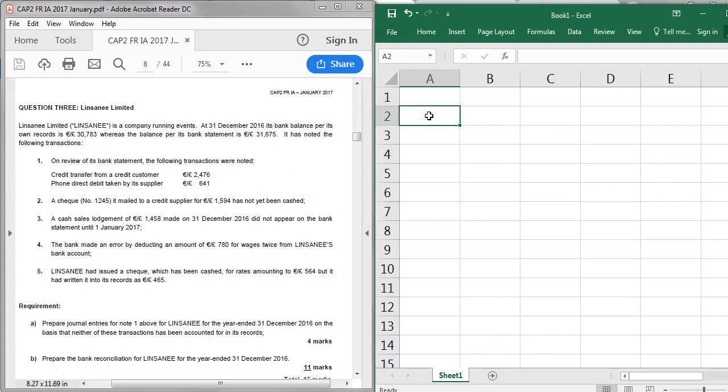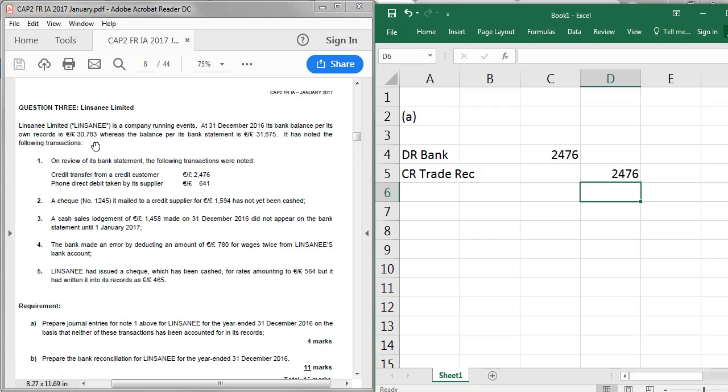So part A is asking us to give the journal entries to make the relevant adjustments for note 1 above. We're told the bank balance per our own records is 3783, but the balance per the bank statement is 31875. So they're not the same, so we have to reconcile them, and we'll deal with that in part B. First, we were told that when we got the bank statement out, 2 transactions were noted that weren't in our accounts. A credit transfer from our credit customer. That means trade receivables paying us, which would be debit bank and credit trade receivables. So that's all they're looking for there, 2476, 2476.